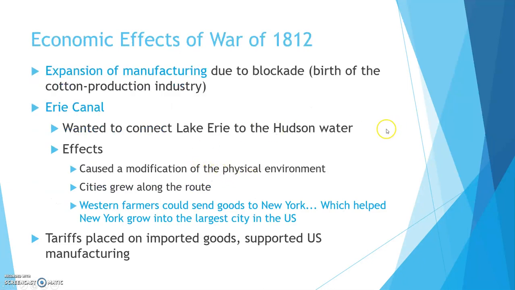Now, here are some economic effects of the War of 1812. Some of them are repetitive. If it is repetitive, that means it's very important and very likely to be on your test. So we have the expansion of manufacturing due to the blockade. We have the Erie Canal that is built. They wanted to connect Lake Erie to the Hudson River. And there are three different effects of that. One, it caused a modification of the physical environment. Two, cities grew along the route. And finally, Western farmers could send goods to New York, which helps New York grow into the largest city in the U.S.